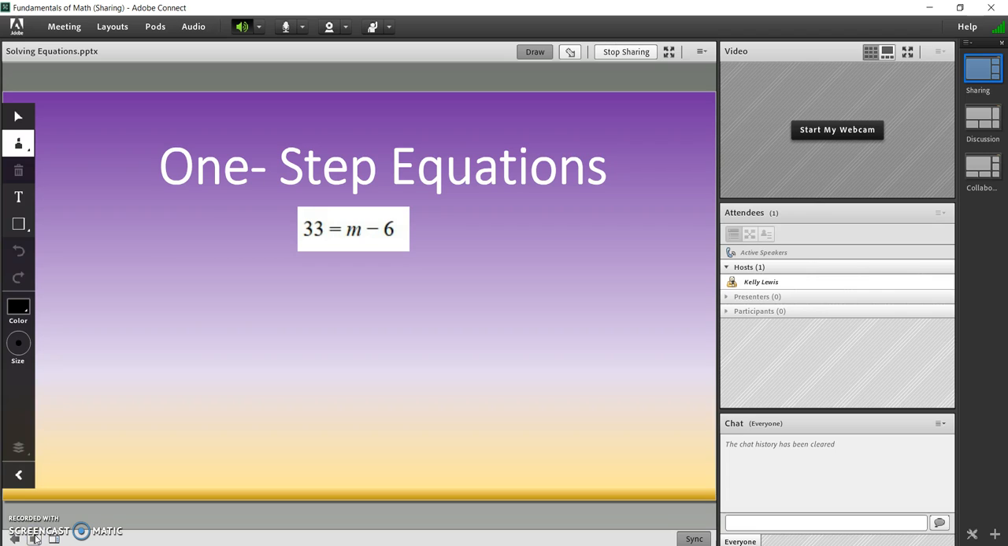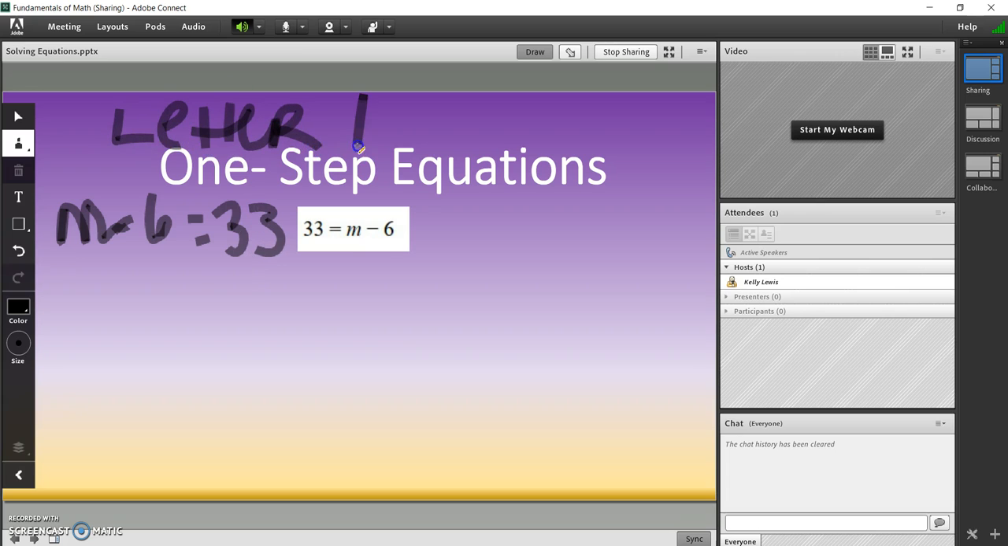All right, here we are. 33 equals m minus 6. Just a little hint would be to rewrite this as m minus 6 equals 33. Always have your letter, your variable, on the left. Letter left.